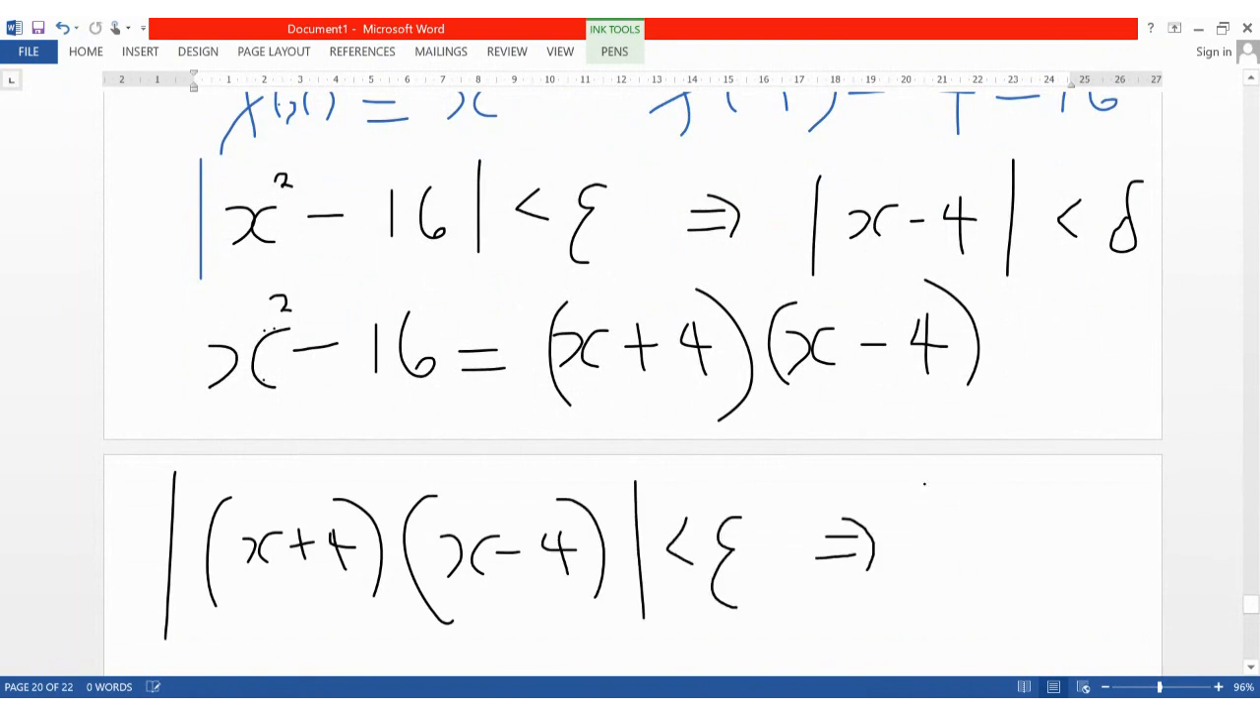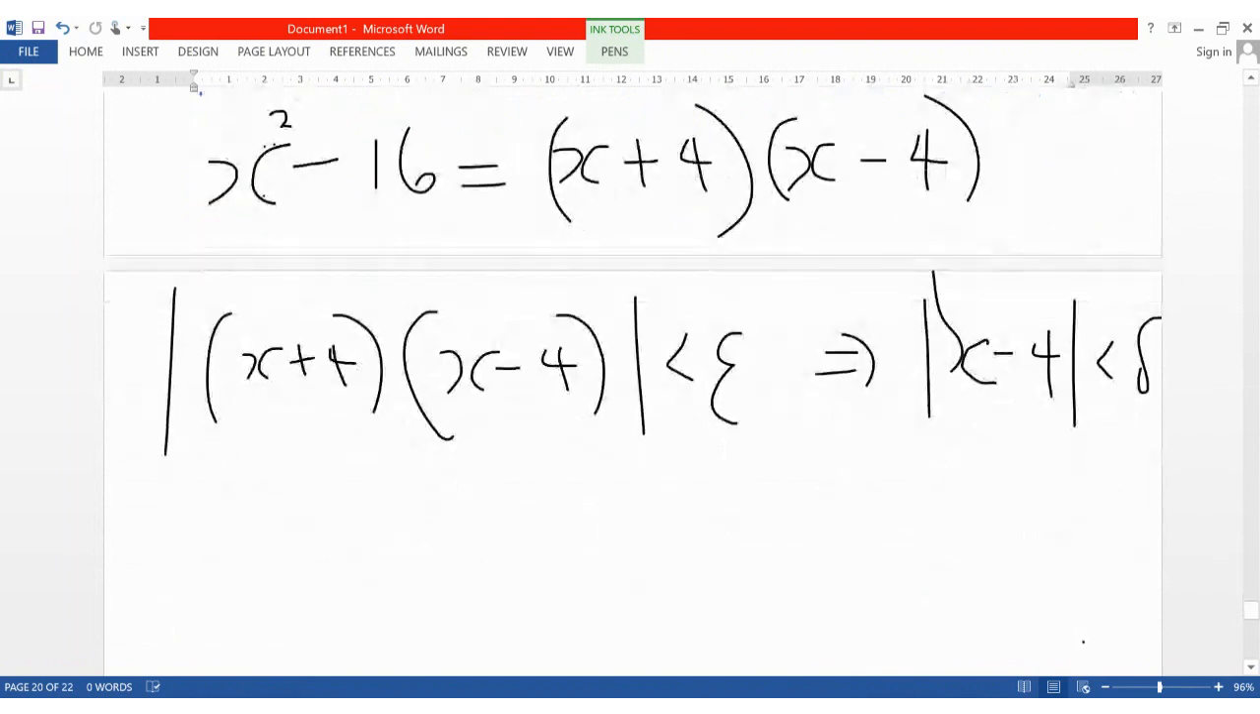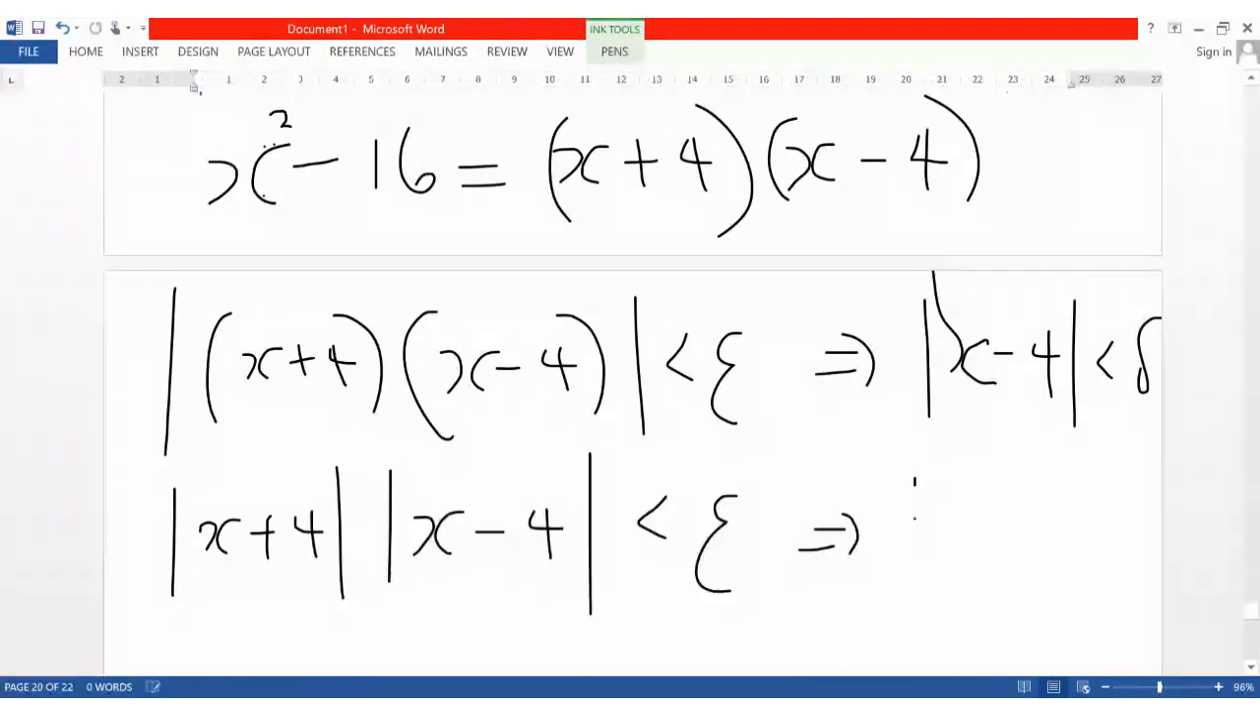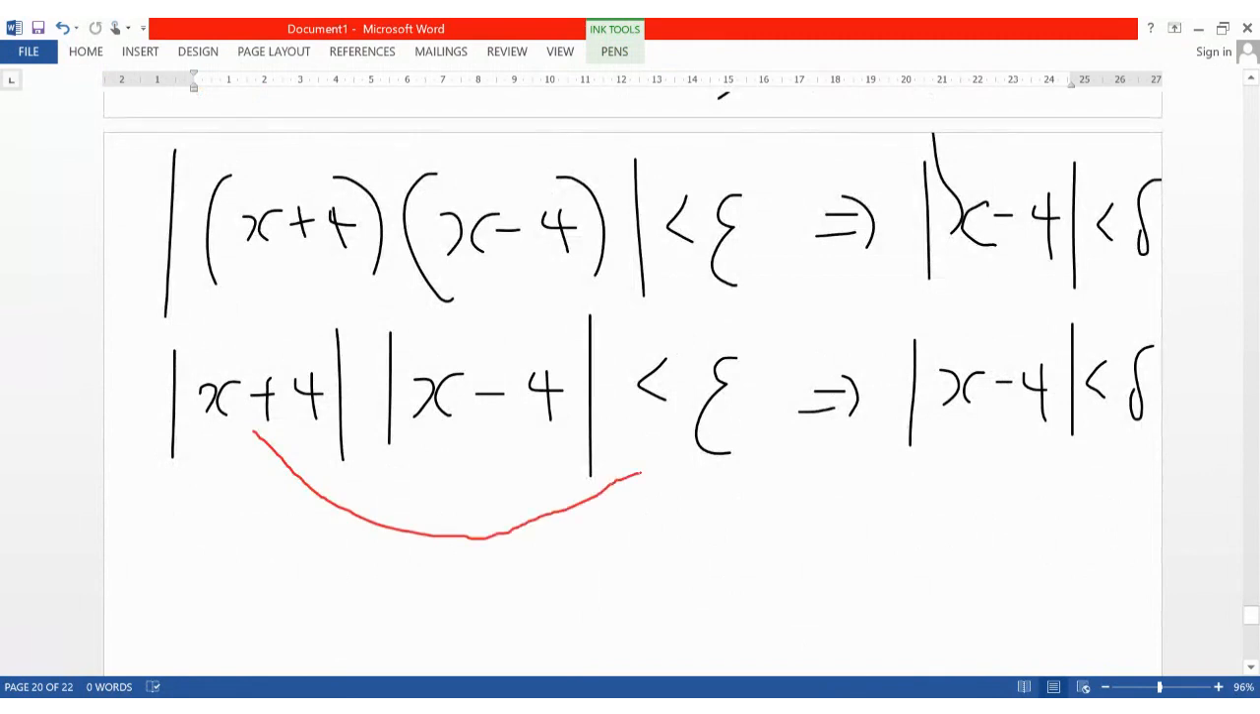Whenever x minus 4 is less than delta, I can distribute the magnitudes. So x plus 4 times x minus 4, whenever x minus 4 is less than delta. In the previous example, we said we cannot bring them to make them identical, so avoid that. You can only bring constants. We want to show a relationship between delta and epsilon in the form of a constant. So when you take that function there, it still remains a function. We have not shown a relationship.